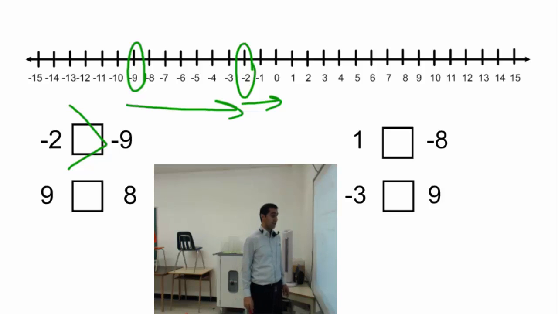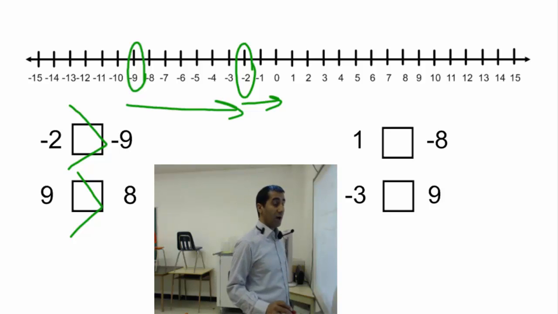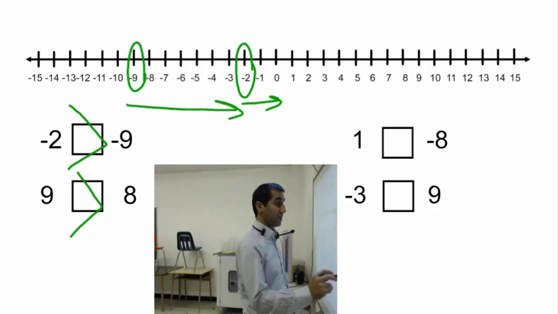How about 9, 8? There is no negative sign here. It's just regular positive numbers that we know. We know 9 is bigger than, greater than 8. So let's just show that. Over there, 1 and minus 8. 1 is greater than minus 8.